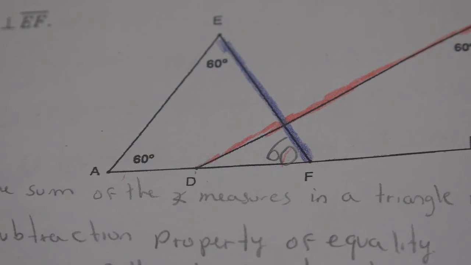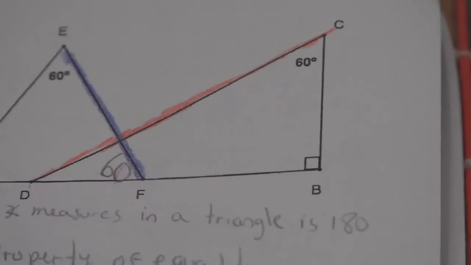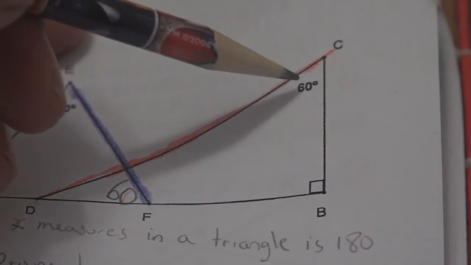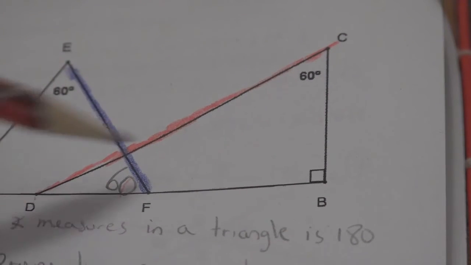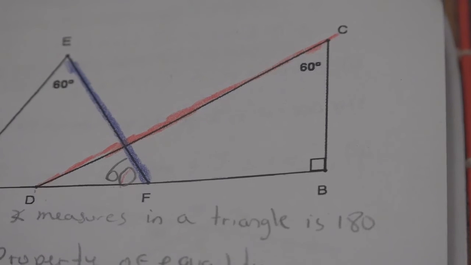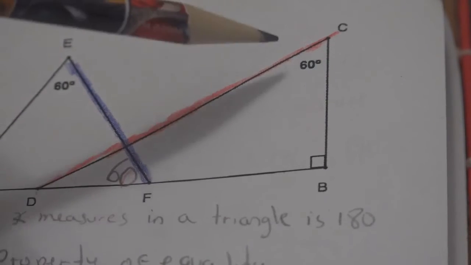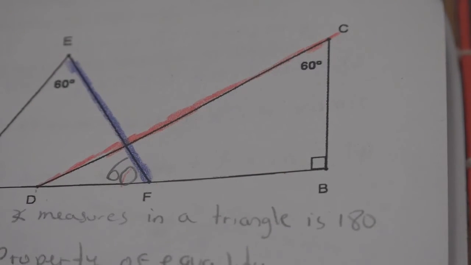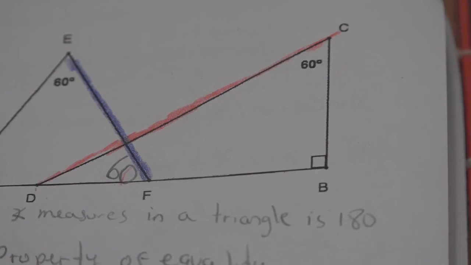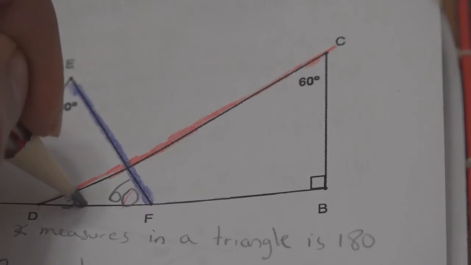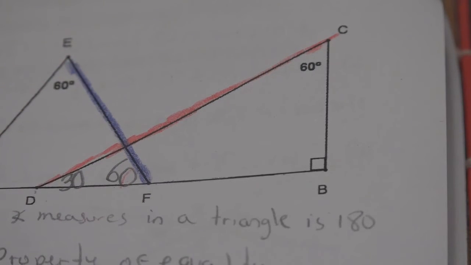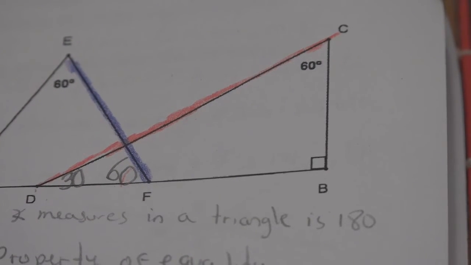Alright, what else do I know? I know that in this triangle, the measure of 60, 90, and angle CDB equals 180. So 60 plus 90 is 150, correct? 150, so therefore this angle has to be 30, because that's 180. Yes or no?